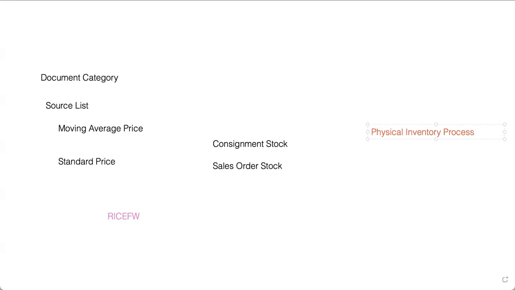So what will happen during posting? If a particular material is showing 100 quantity in the system, and in reality there are 90 quantities physically, then we will enter the reason, and we will update the actual quantity.